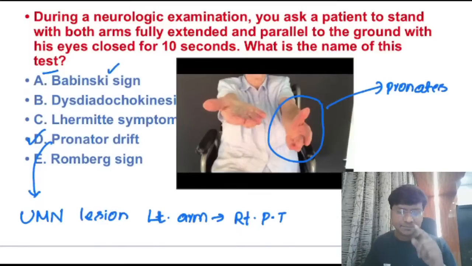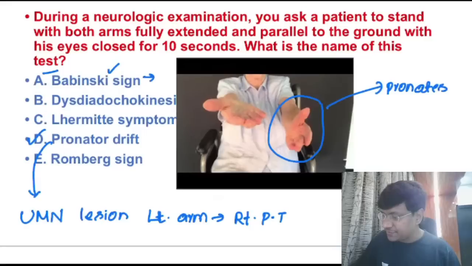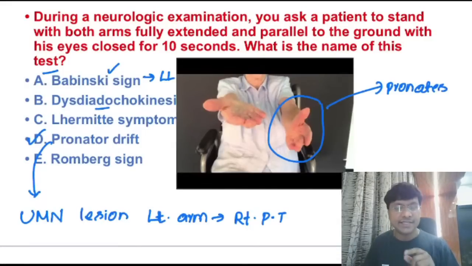Babinski sign is also one which tells you that there is an upper motor neuron lesion, but the Babinski sign is the one we demonstrate in the lower limbs. And what about dysdiadochokinesia? Dysdiadochokinesia is an important examination finding in cerebellar lesions.